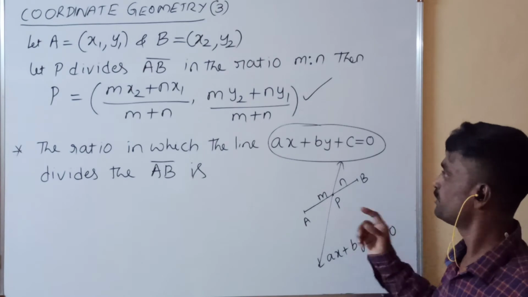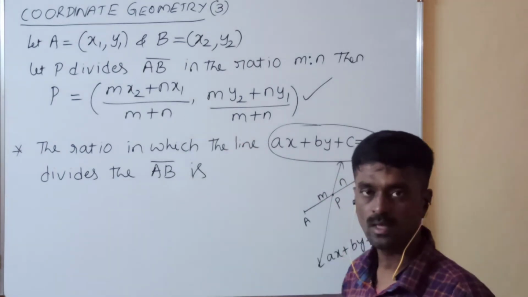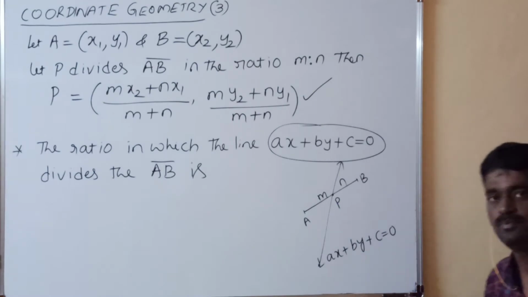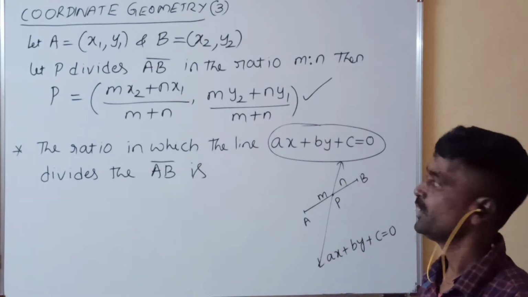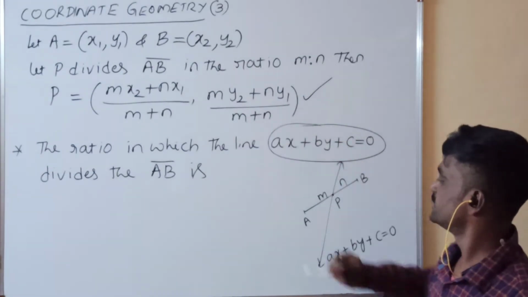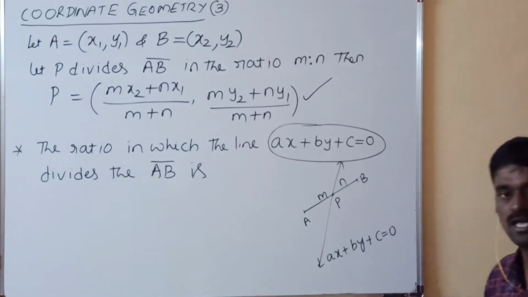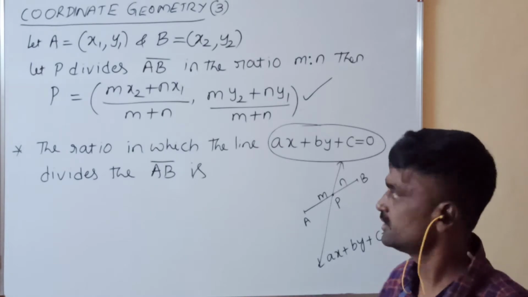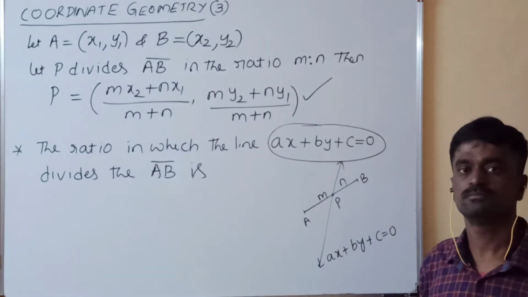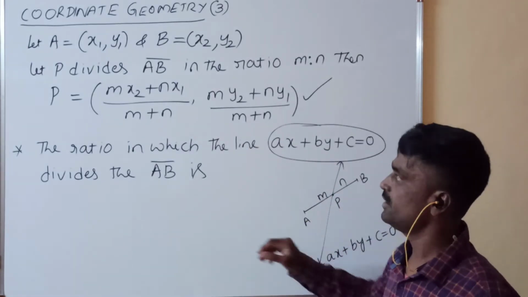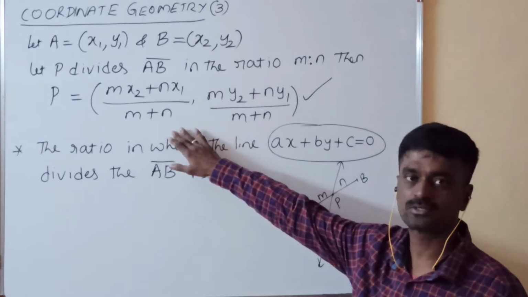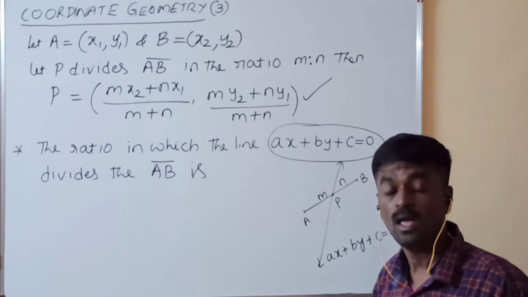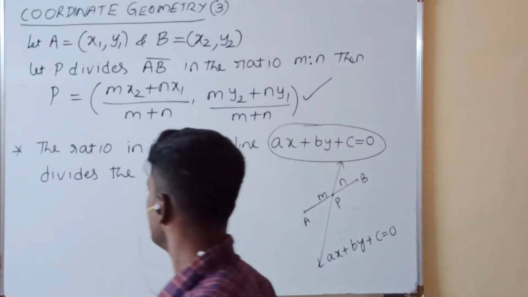Then the coordinates of P become what? This one. And if you observe carefully, P lies on which line? Ax plus By plus C is equal to 0. Then the coordinates of P satisfy the line equation Ax plus By plus C is equal to 0. Satisfying this line equation means instead of x and y, we have to substitute what? The x coordinate of P and y coordinate of P in the line equation and simplify. You will get the final answer.